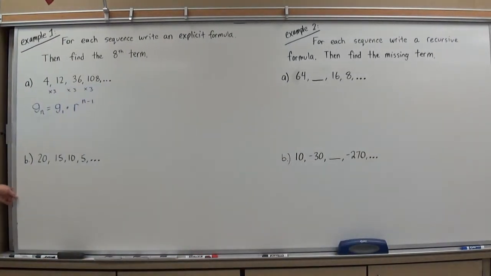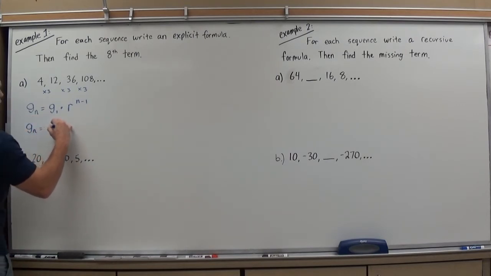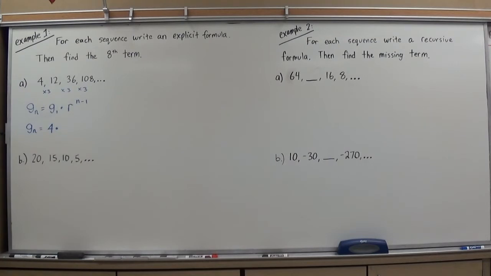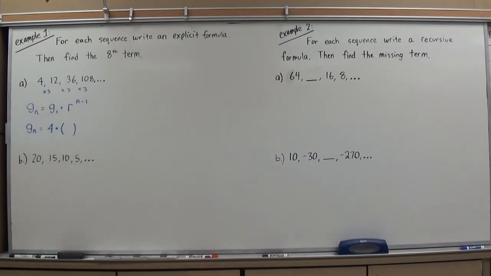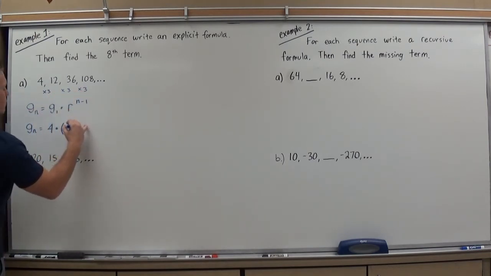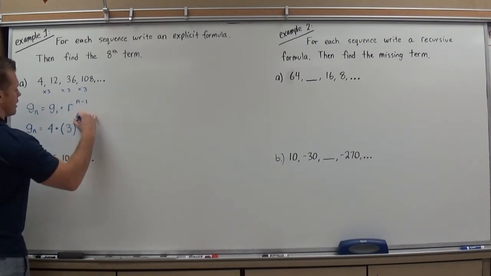All I need to do now is sub in the correct terms. G1, if we remember back, is the first term in the sequence. That's 4. So G sub n equals 4 times our common ratio, which I'm going to put in parentheses. I always like to put my common ratio in parentheses. That way I make sure I do my exponents first. My common ratio is what I'm timesing by every time in the problem. Well, I'm timesing by 3 every time, raised to the n minus 1 power.